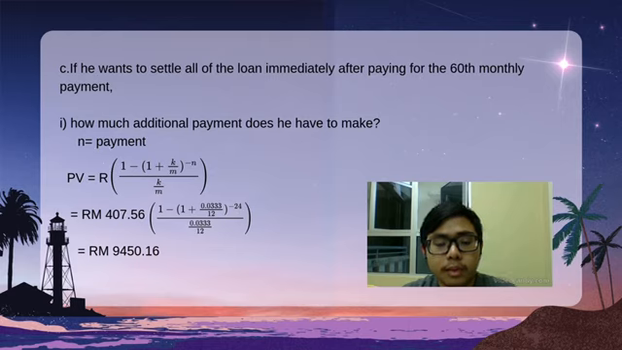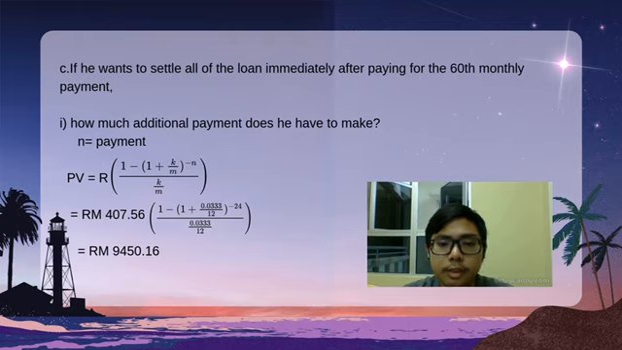Next, for question Roman 2, the amount of interest he paid. Now for the formula, interest paid is I equals N times R minus PV. N will be 60 times R, which is 407 ringgit and 56 cents, and the PV will be 21,409 ringgit and 84 cents. We calculate all of this and we will have 3,403 ringgit and 76 cents.